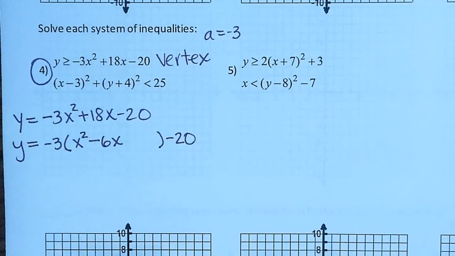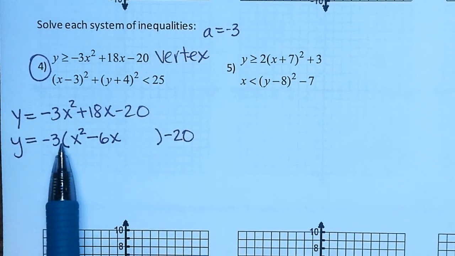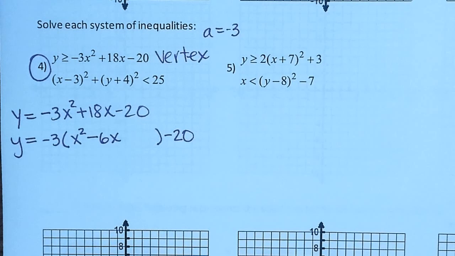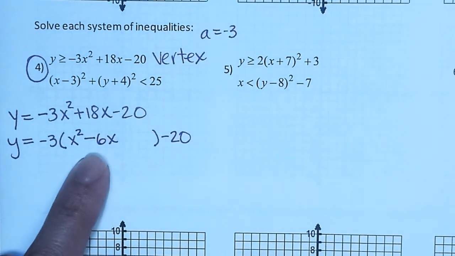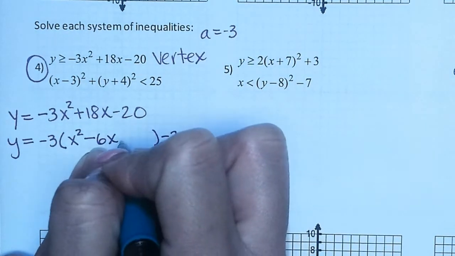So now let me make sure I did it right. Negative 3 times x squared is negative 3x squared. Negative 3 times negative 6x is positive 18x. Okay, now you complete the square. Take half of negative 6, so negative 6 divided by 2, and square that. That should be a plus 9.